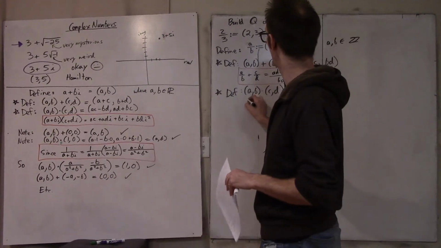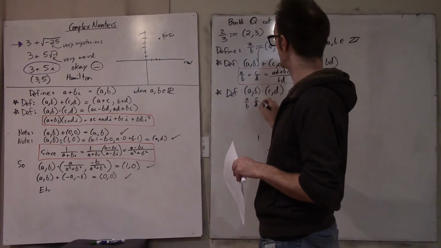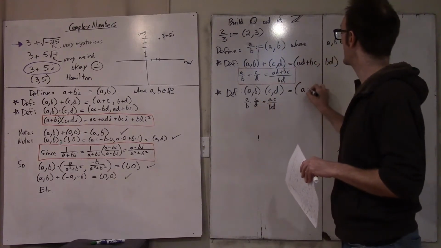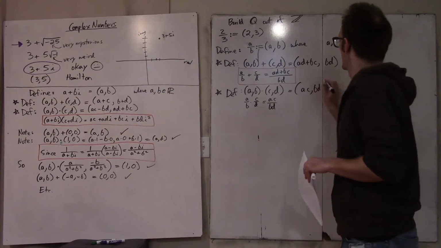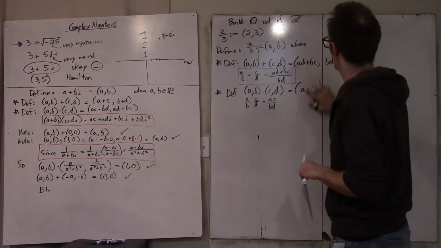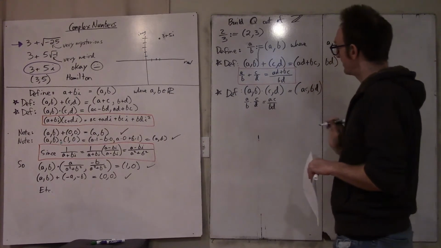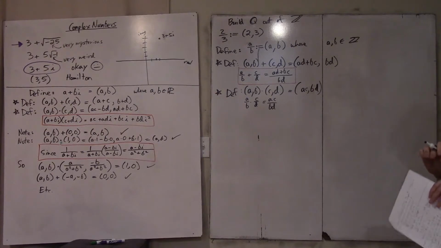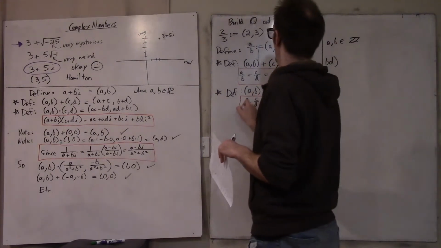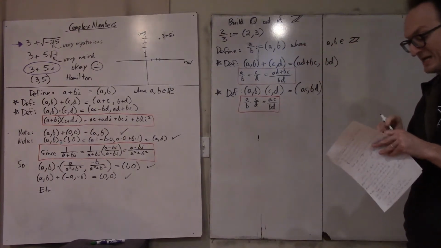I kind of know, off script, that when I multiply a over b times c over d, I'm supposed to get ac over bd. So I'll hereby define (ac, bd). I'll hereby define multiplication of these ordered pairs of integers to follow this rule. Okay, and now things are going to get a little bit weird, maybe not yet.